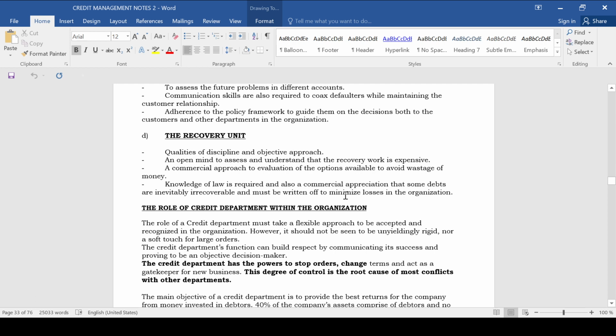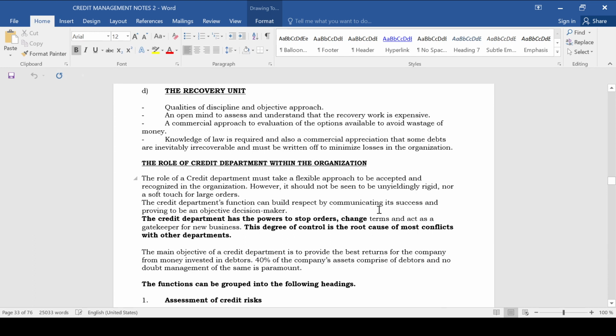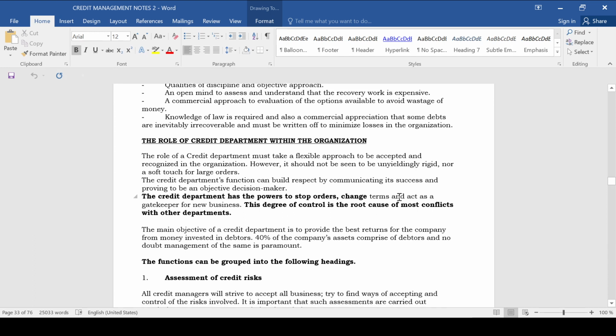And then the recovery unit. This is where the customer has failed to honor their obligation, so you take some serious action against them. Maybe you may even involve the auctioneers, the lawyers, and all that. So you could be one person, but you are doing all those activities or duties within the organization. So in a more elaborate manner, we look at the role of the credit department within the organization.